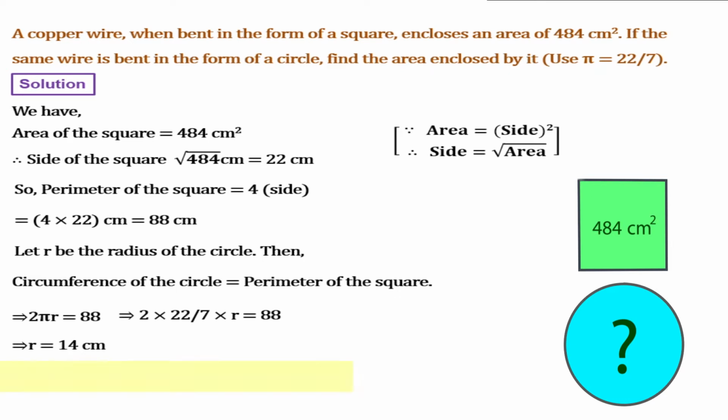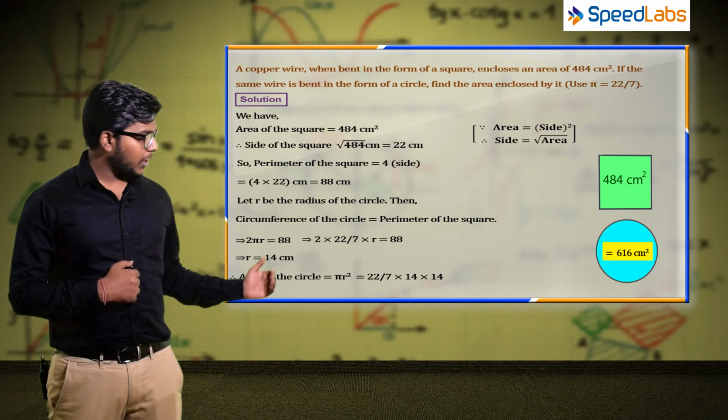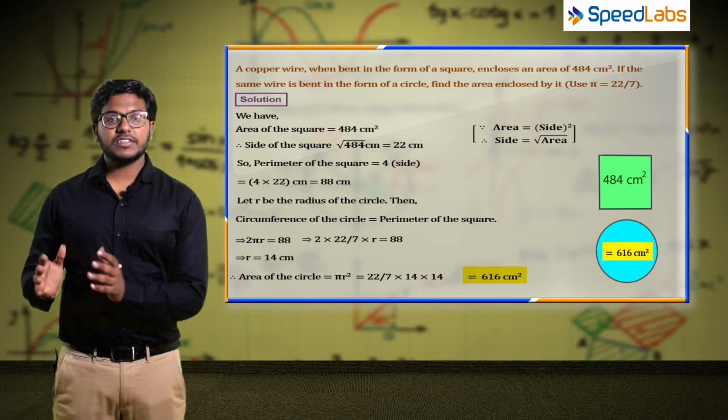Now what will be the area? Area will be pi into r square. So पाई की वैल्यू क्या होगी 22/7 into 14 square. तो ये कैलकुलेट होने पर कितना आ रहा है 616 सेंटीमीटर स्क्वायर.